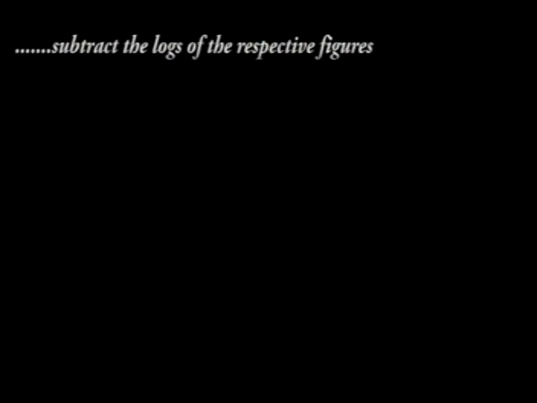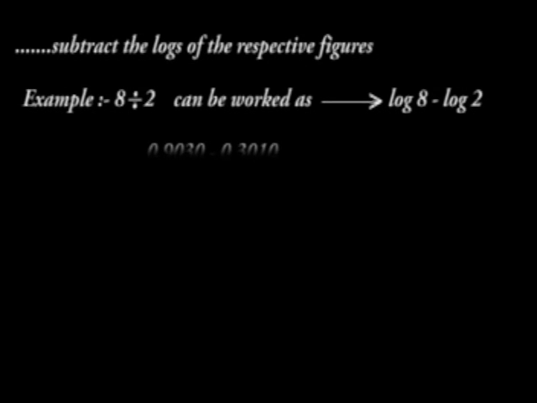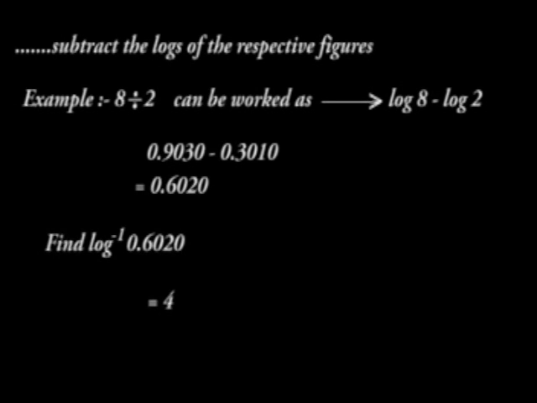Division using logarithms. In division, we simply subtract the logs of the respective figures. Example, 8 divided by 2 can be worked out as log 8 minus log 2, which is 0.9030 minus 0.3010, giving us 0.6020. If we find the antilog of 0.6020, the answer is 4.